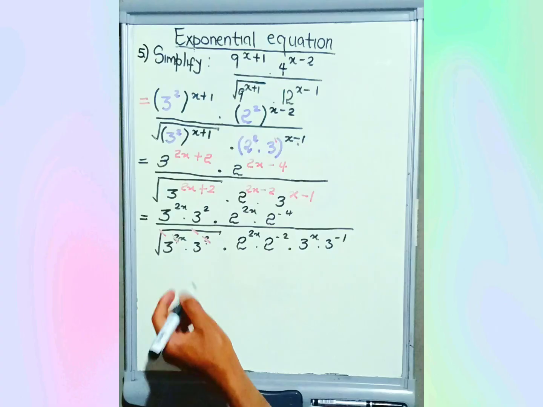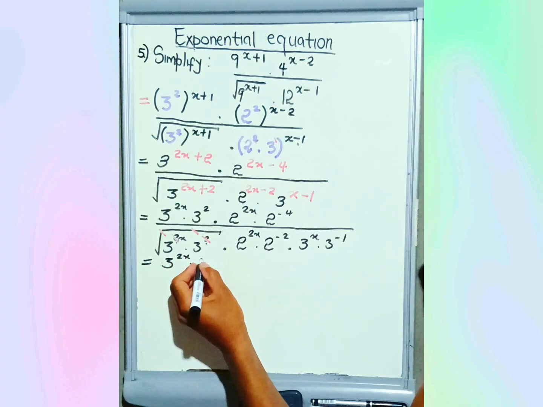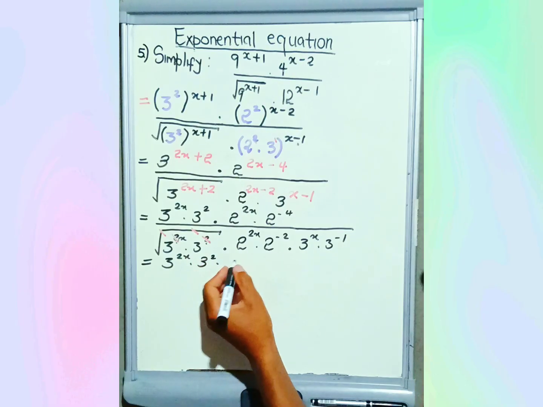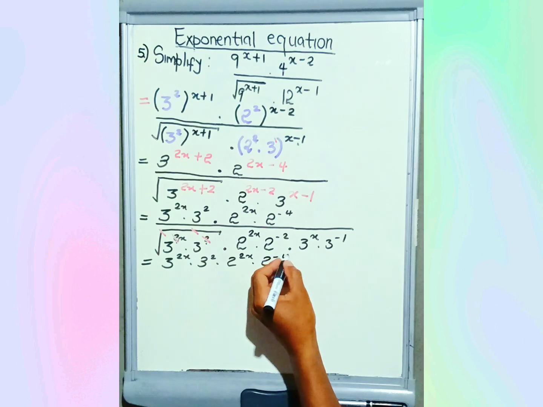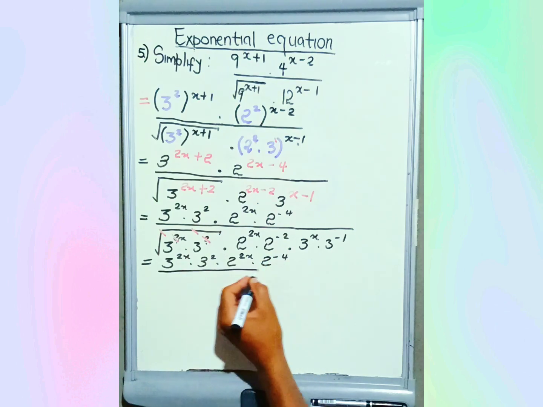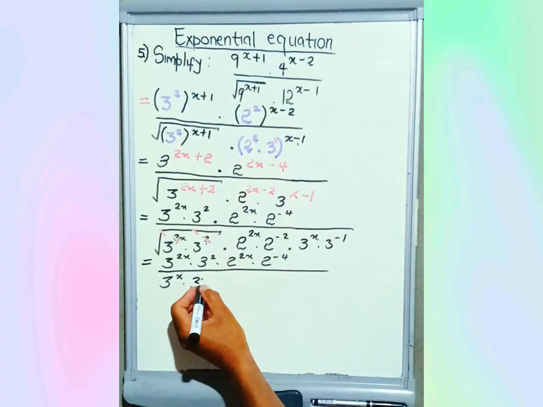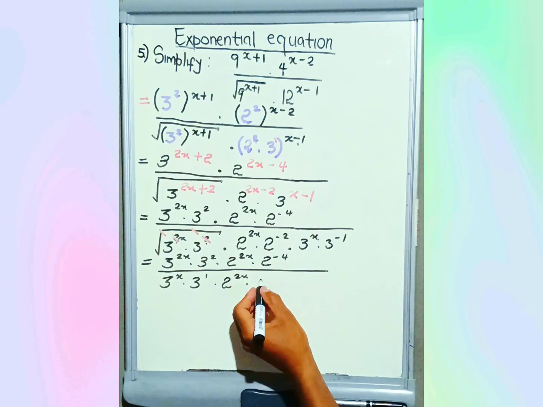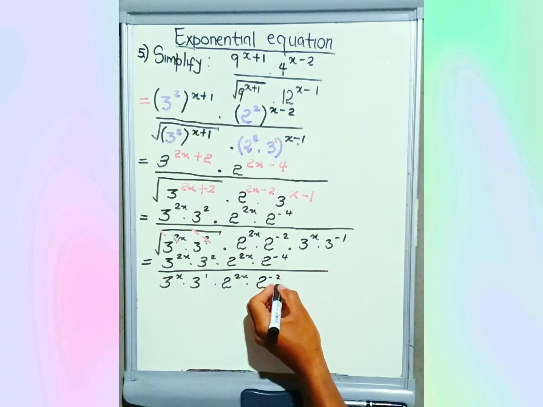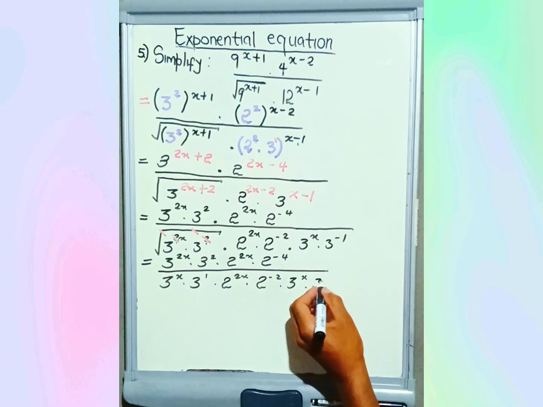All right. That means now I'm going to have 3 raised to 2x times 3 raised to 2, times 2 raised to 2x times 2 raised to negative 4. Do you see that? Then after that you draw the horizontal line. Then after that we are left with 3 raised to x times 3 raised to 1, then times 2 raised to 2x times 2 raised to negative 2 times 3 raised to x times 3 raised to negative 1.